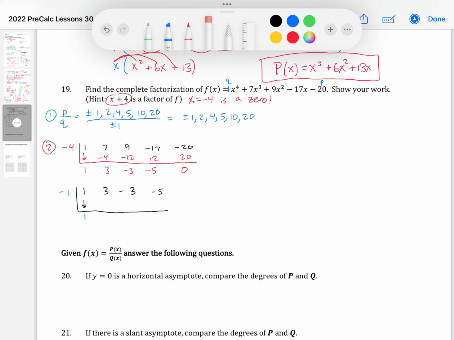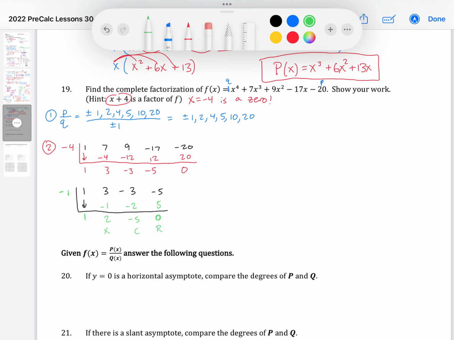So if we try -1, we end up bringing down the 1. -1 times 1 is -1. 3 minus 1 is 2. -1 times 2 is -2. -3 minus 2 is -5. -1 times -5 is +5. -5 plus 5 is 0. All right. So I found my quadratic.